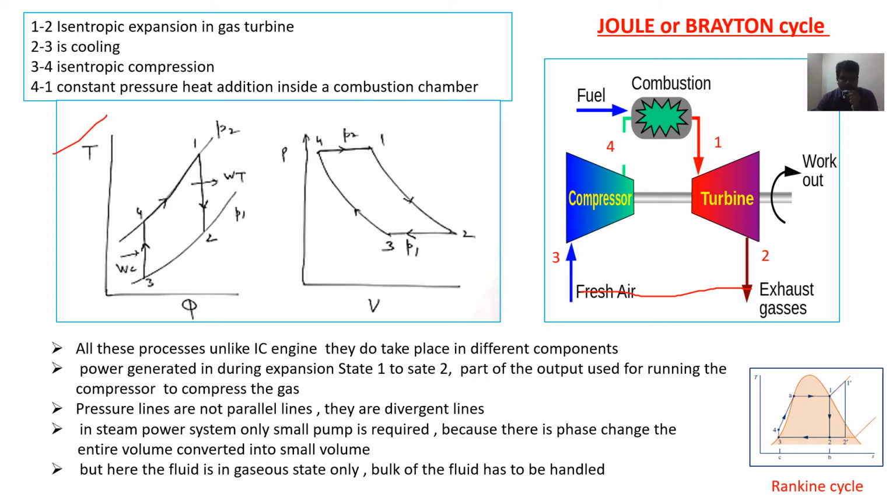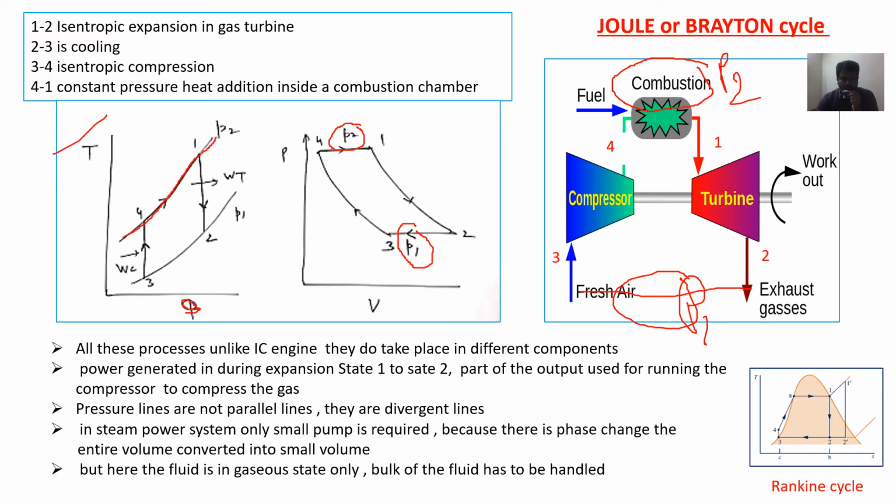In the TS diagram, since heat addition is at constant pressure, say P2, and heat rejection is at constant pressure P1, the total cycle is working between the two constant pressures. So let us draw two constant pressure lines.